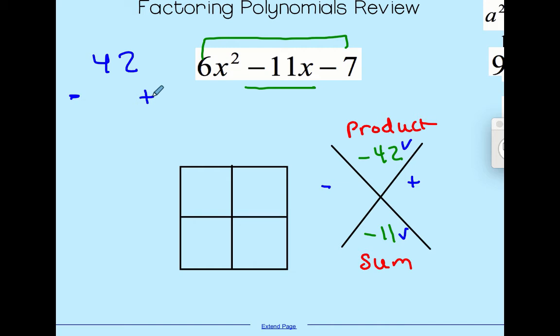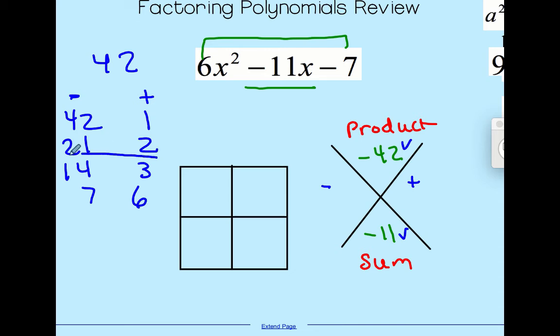So I could have 42 and 1, but negative 42 and 1 doesn't make negative 11. I could have 21 and 2, but again, those do not have a sum of negative 11. I could have something like 14 and 3. I could also have something like 7 and 6. And that's about all my choices are. So do any of these meet the criteria of adding up to negative 11?